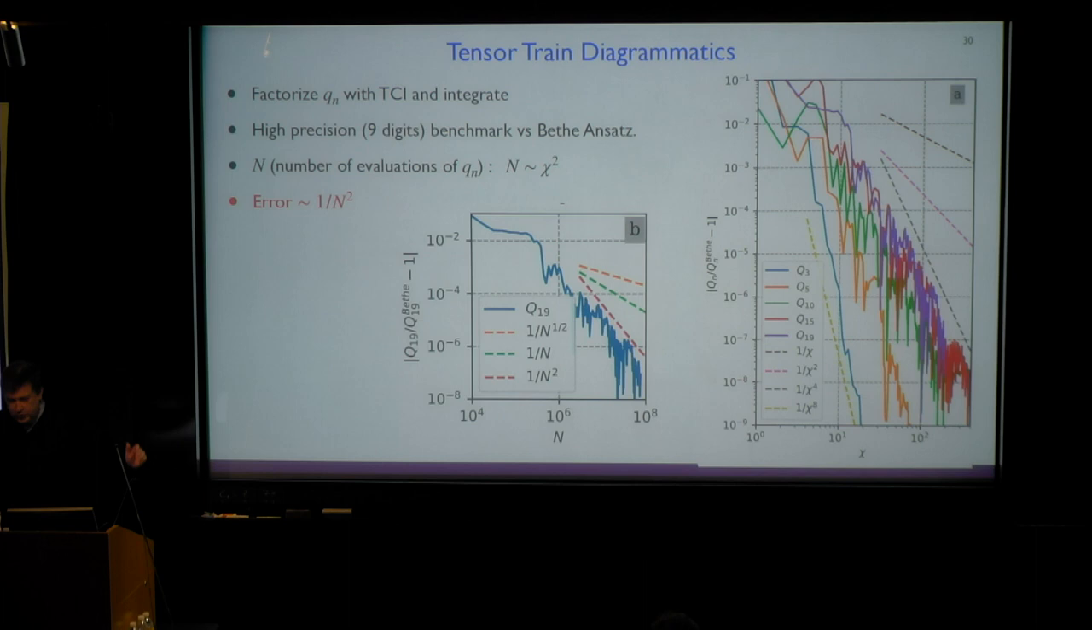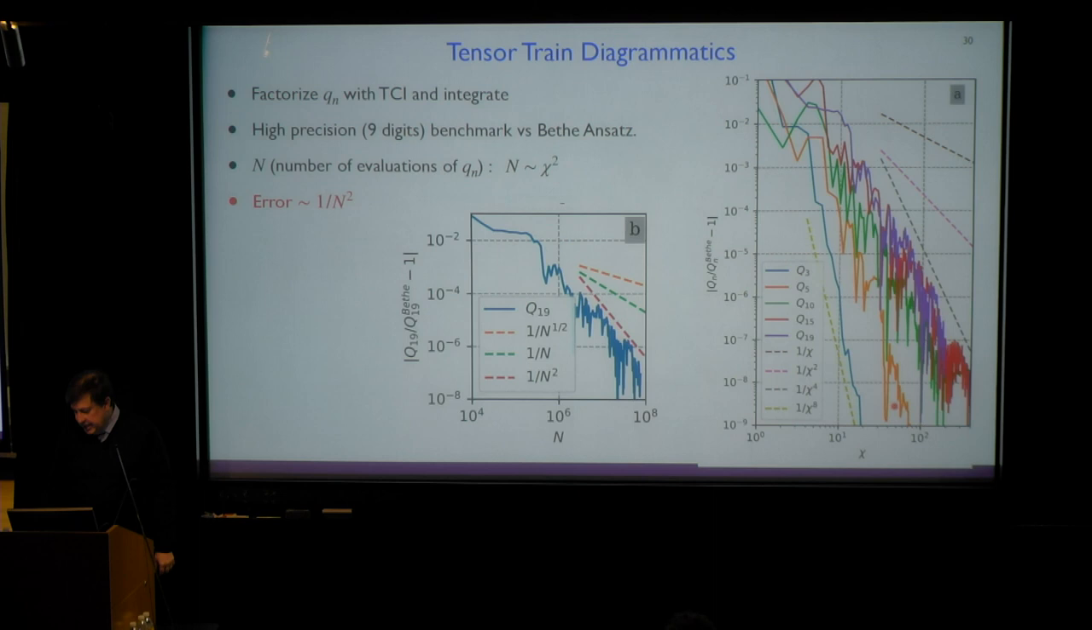As a function of the number of points needed to compute the integral, we see it decays quickly, like 1 over n squared. Compare that to Monte Carlo, which is 1 over square root of n. And this is the same graph for different orders, but this time as a function of chi. There is a relation between n and chi: basically n is chi squared. At low order, it decays very fast, and at high order it decays like 1 over chi to the 4, 1 over n squared.